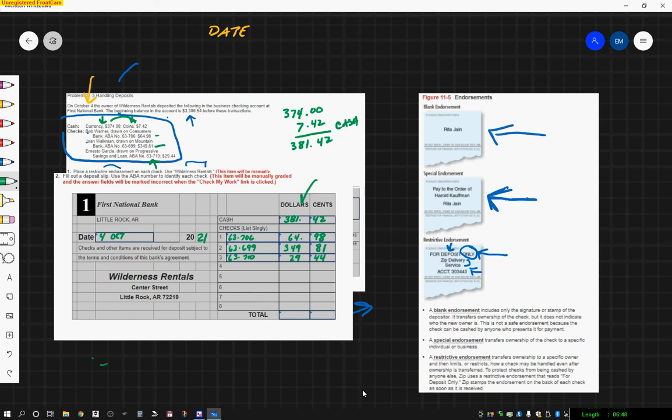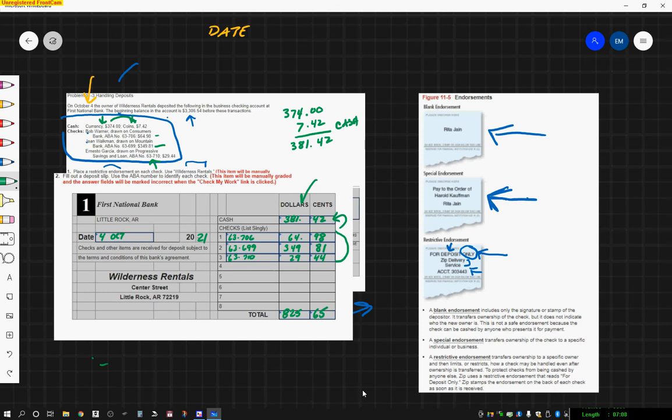I'm liking that. Alright, so now we're going to take the total of the checks that we deposited, add it to the cash, and we're going to come up with a total for the total deposit, which will be $825.65.